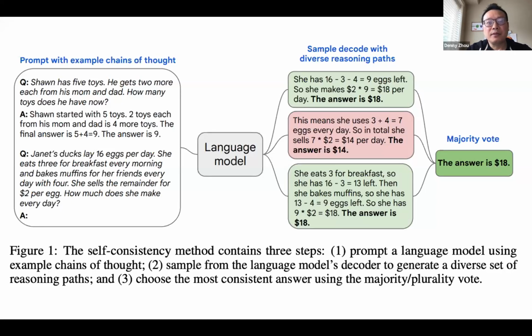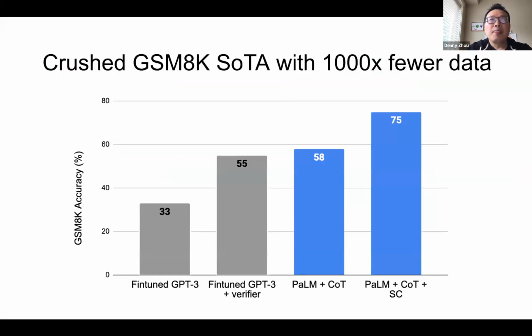By the way, I have to emphasize, we choose the most common answer, not the most common reasoning path. You can have multiple different reasoning paths, but all of them lead to the same answer. Before, I said that if you use COT, we can get results on par with SOTA. But now, combining self-consistency with COT, we can crush SOTA results by a large margin.